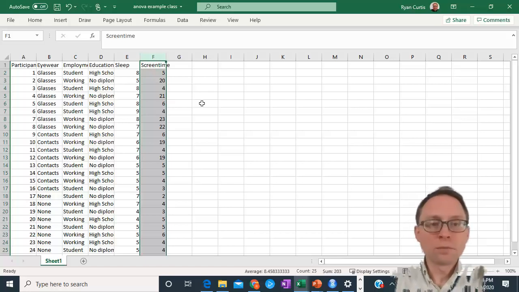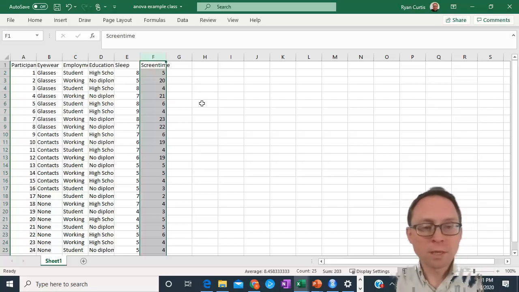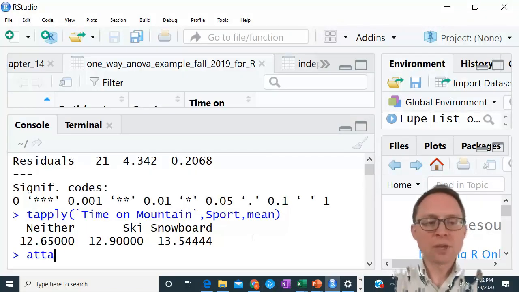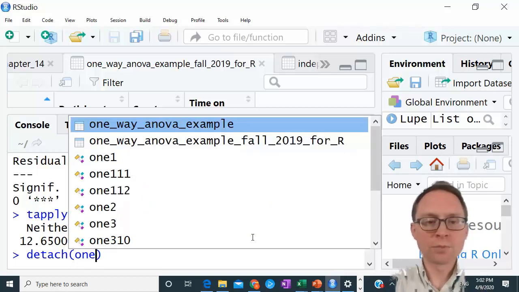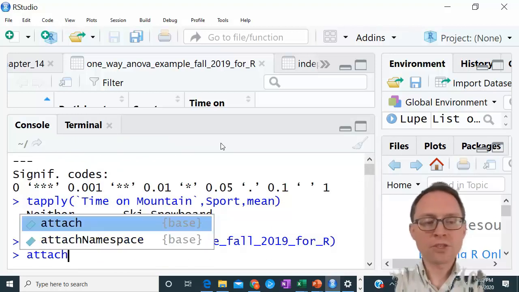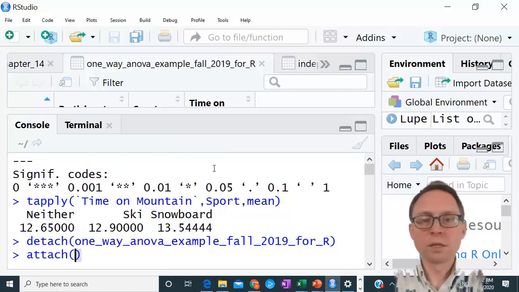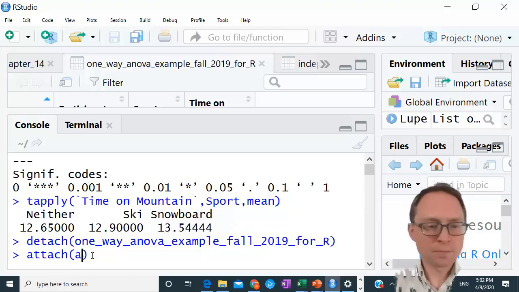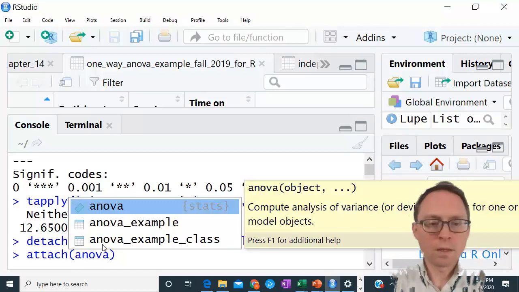Okay, so let's go ahead and do this. We'll do this easy ways and hard ways. Let's go backwards this time. Let's do it in RStudio first because that's the easiest way to do it. So for this one, I'm going to detach what I had before just to make sure that the variables are not going to mess each other up. So I'm going to get rid of the set that I was using before, which is the one-way example for fall, right? This one. Okay, now I'm going to attach the one I want, which is called, I can't remember what it's called, ANOVA example class.